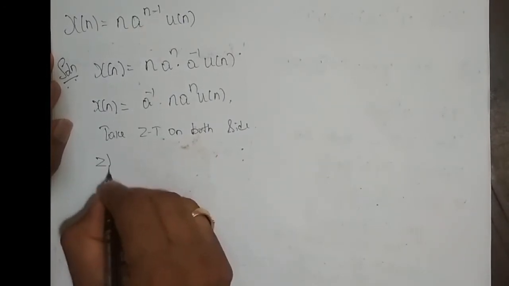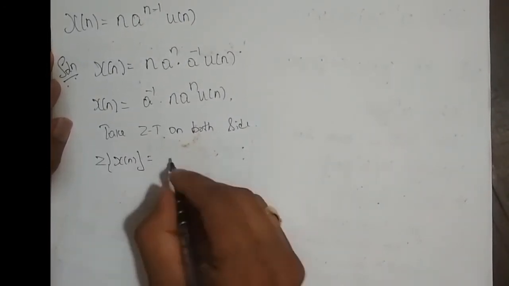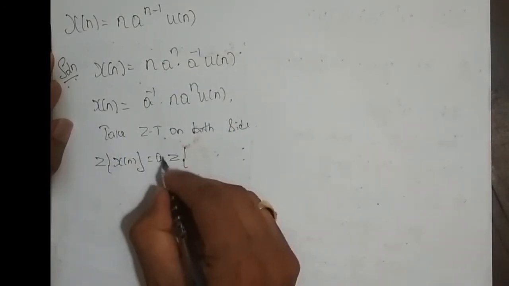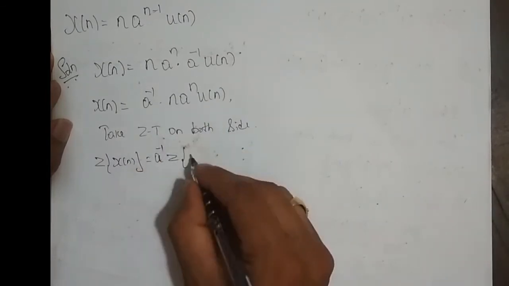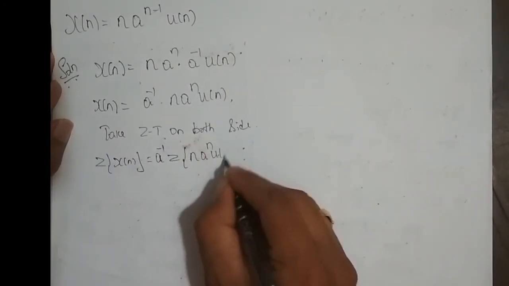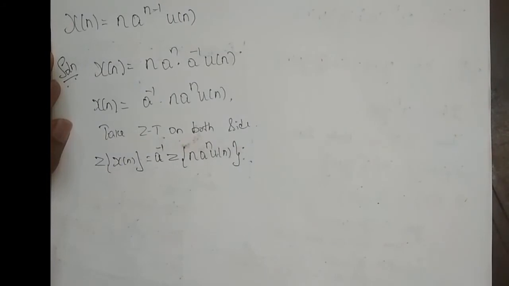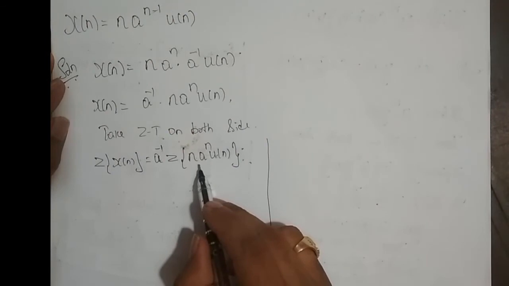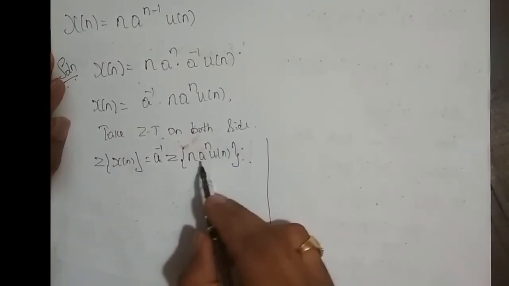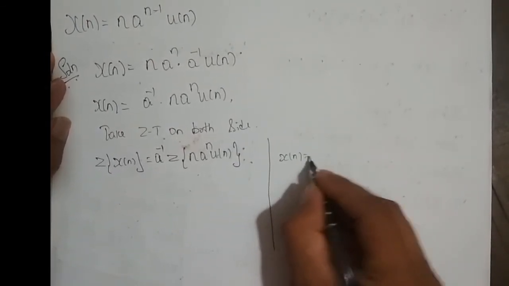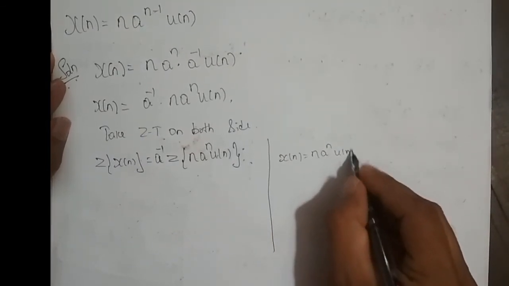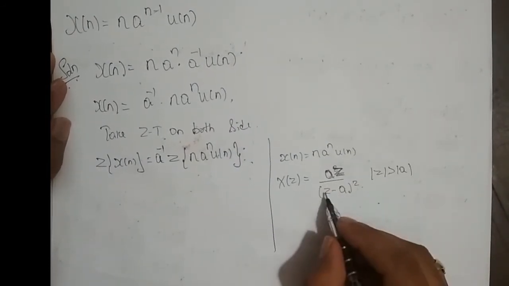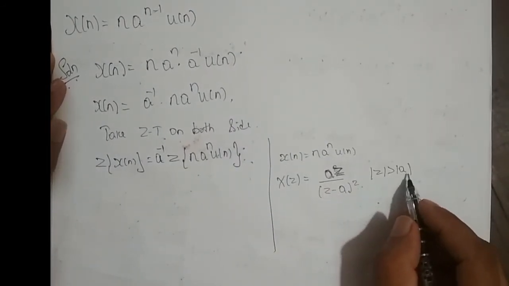So what do I get? z transform of x of n is equal to a power minus 1, I'll take it out because it's a constant, and the z transform of n into a power n u of n. Okay, now I'm not going to solve this again. In problem 5, I guess we have solved this problem. So we had x of n equal to n into a power n u of n, and its z transform x of z was a into z divided by z minus a whole square with magnitude of z greater than magnitude of a.